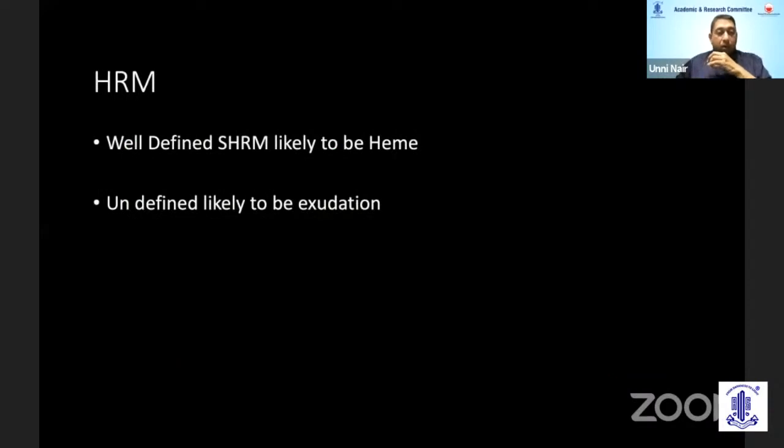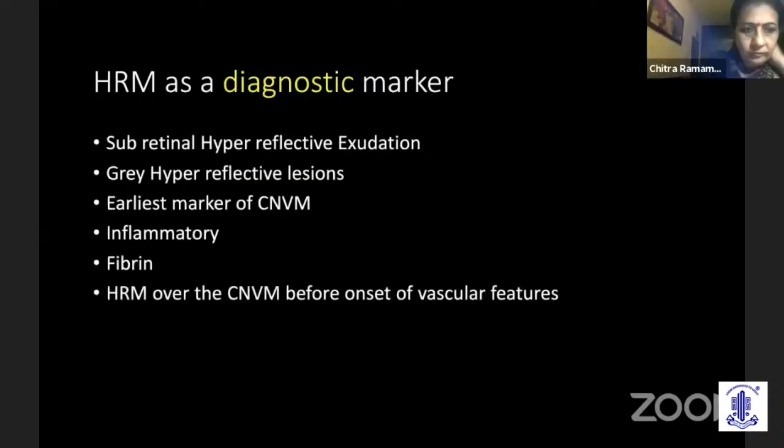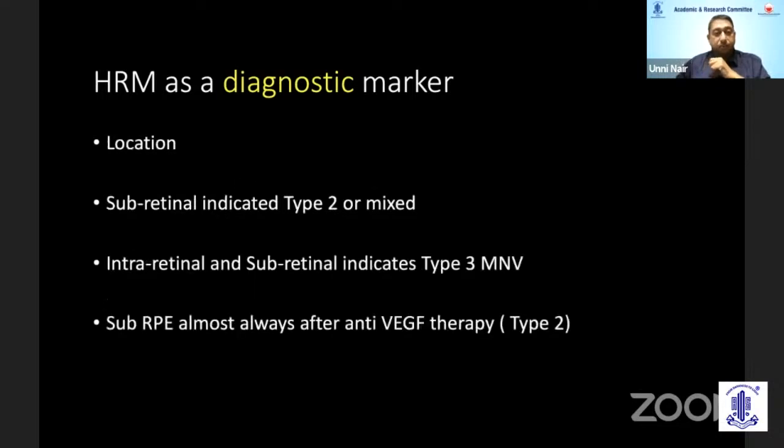So the key point is that well-defined SHRM is likely to be blood, and undefined is likely to be just exudation. Why is it important? Because you can use HRM as a diagnostic marker. Even before you have very obvious signs of neovascularization, sometimes you get subtle subretinal hyperreflective exudation, an even more confusing term, SHE, or 'she'. SHE is in the absence of blood and is supposed to be possibly inflammatory and could be fibrin, and overlies a CNV even before the advent of obvious vascular features.